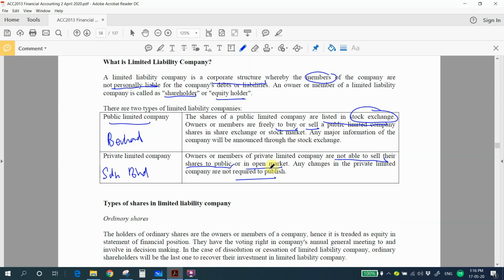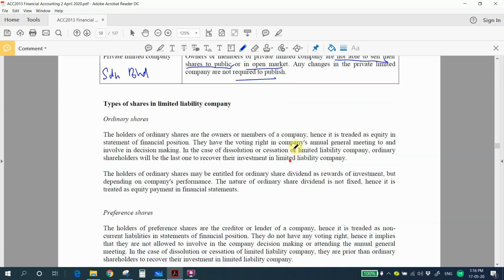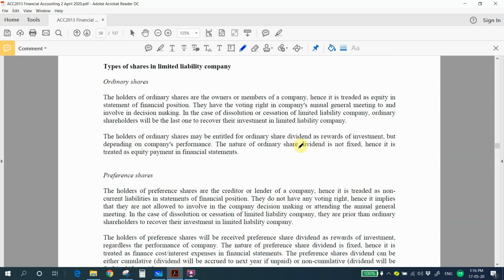So in a limited liability company, we have two types of share. The first type is ordinary share, and the second type is preference share. So let's take a look. What is ordinary share? The holders of ordinary share are the owners or members of a company. So this will be treated as equity in SOFP.